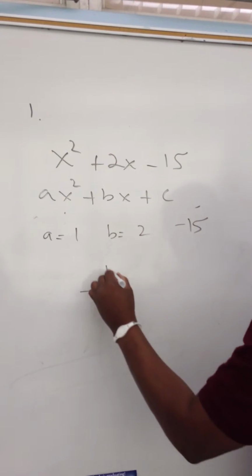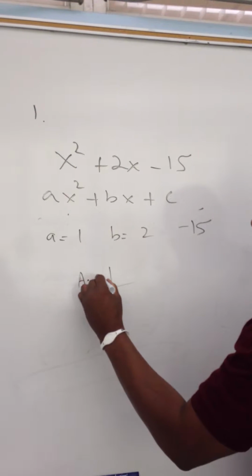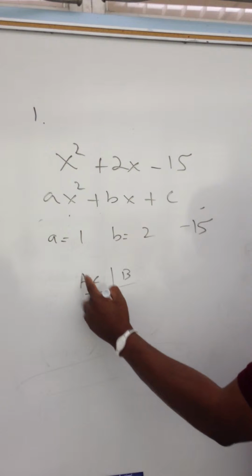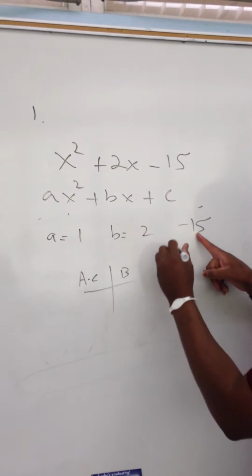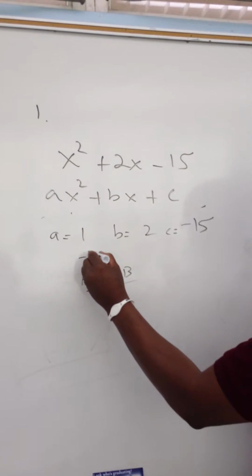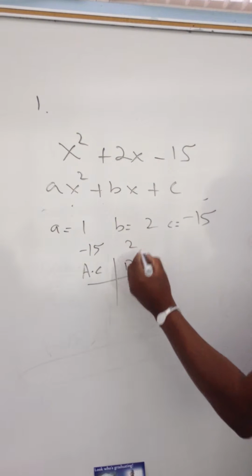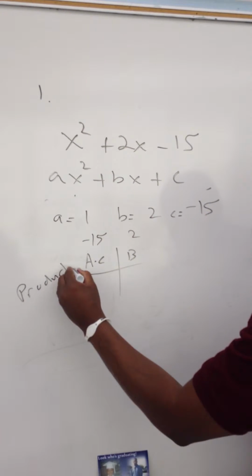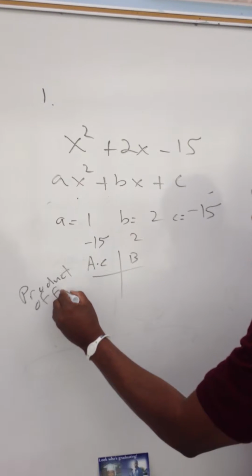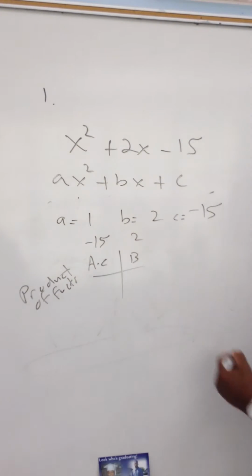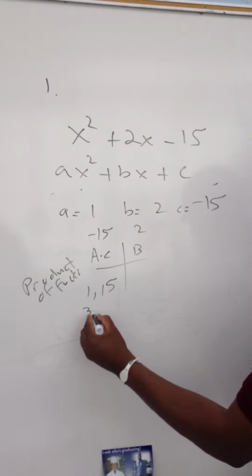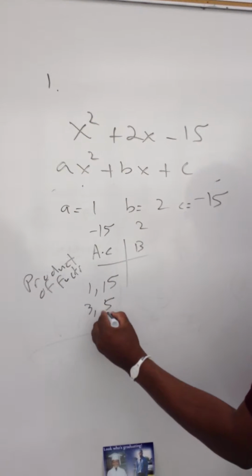All right, next you're going to make an ACB table. This is all in the study guide. What they're doing is A times C, which is negative 15, and B is going to be 2. So this first column is the product column, the product of the factors. And that means you're going to look for factors of 15. So you're going to say 1 and 15, and 3 and 5, I'm sorry.